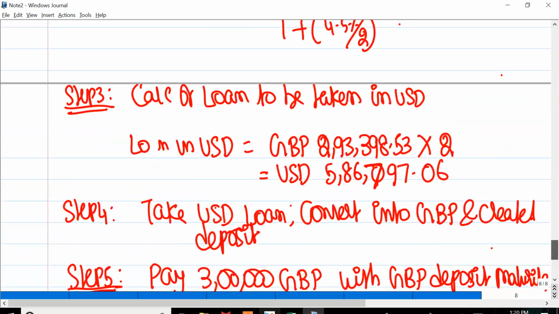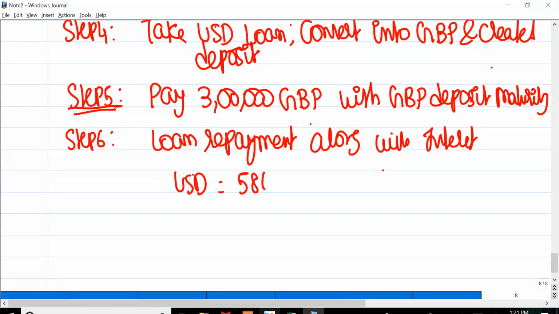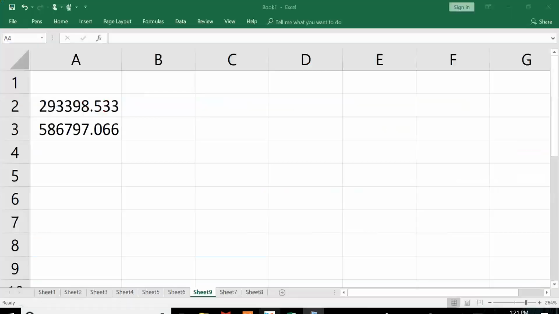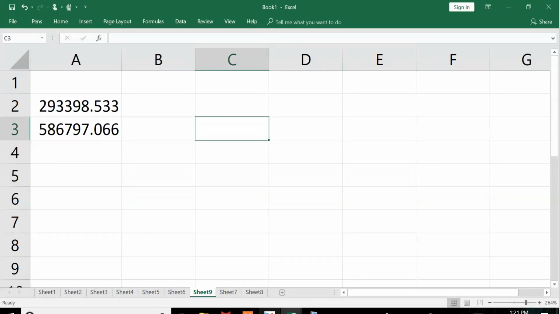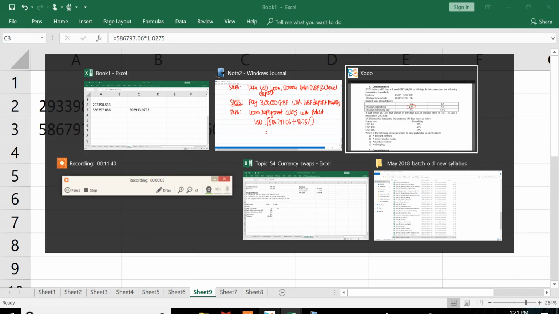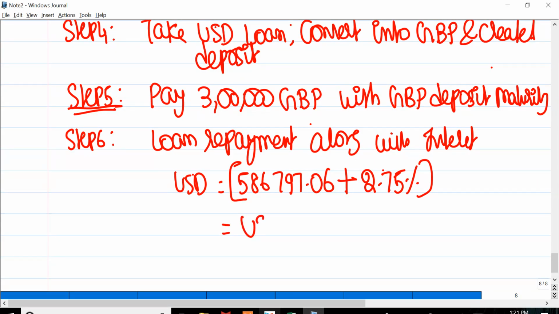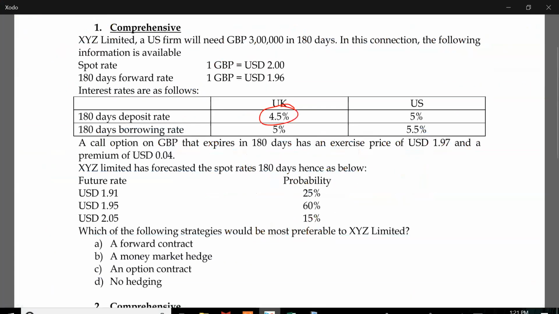We took a loan of 5 lakh, which is now 586,797.06, plus the interest. The interest rate in USA is how much? 5.5% for a year plus 2.75 percentage. So 586,797.06 plus interest comes to USD 6 lakh 2,000.